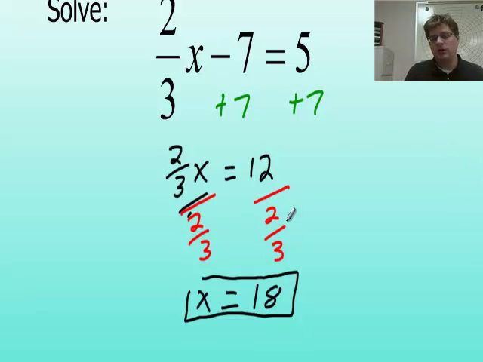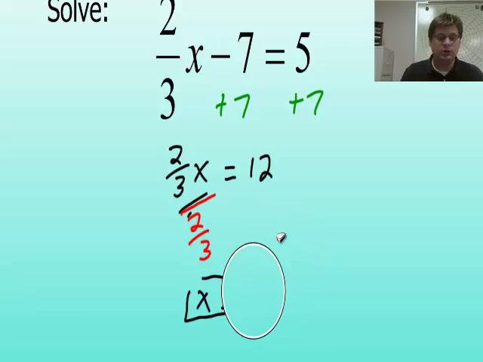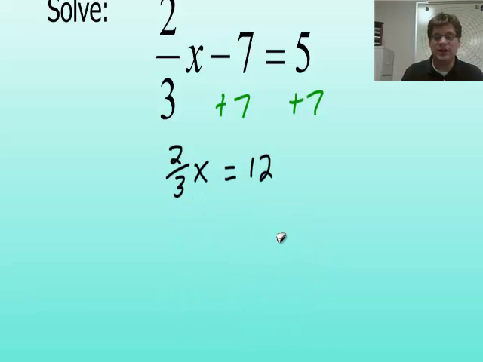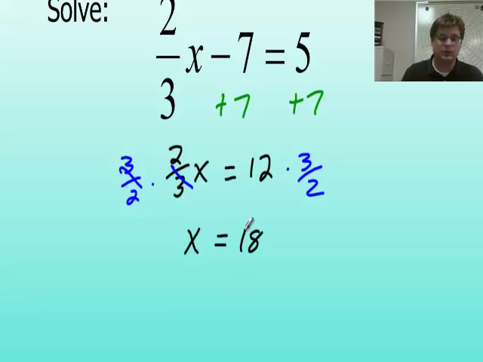If you're not comfortable with dividing both sides by 2/3, there is another way you could go about doing that. Instead of dividing by 2/3, because it is a fraction, you could multiply by its reciprocal. So I could multiply both sides by 3/2 if you prefer. These cancel out, and that would leave me with x equals 18 once again. So do whatever suits your taste.